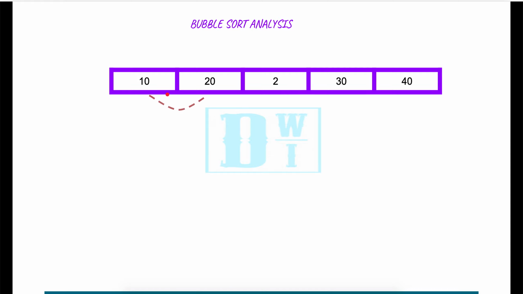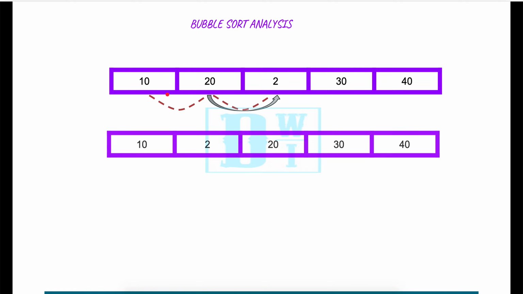First 10 gets compared to 20 and 20 gets compared to 2. So we'll be having an array 10, 2, 20, 30 and 40. Now 20 is not really required to be compared with 30 and 40. Since 30 and 40 are already sorted in ascending order, 20 is not really required to get compared with 30 and 40. So at the end of pass 3, we will be having an array 10, 2, 20, 30 and 40.